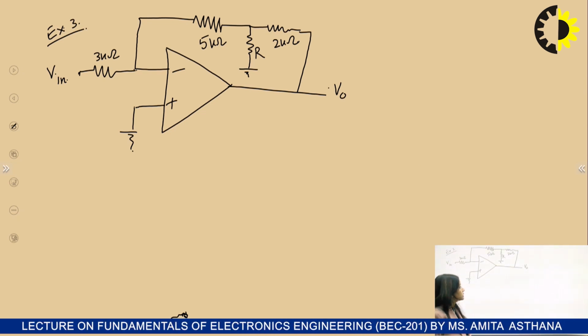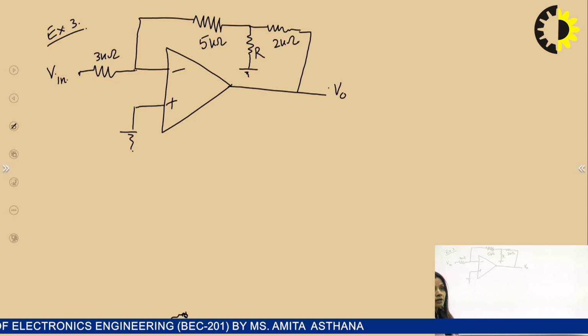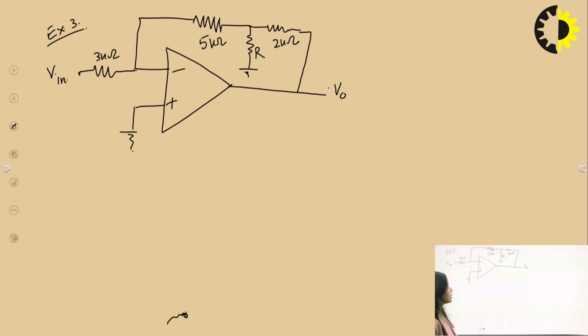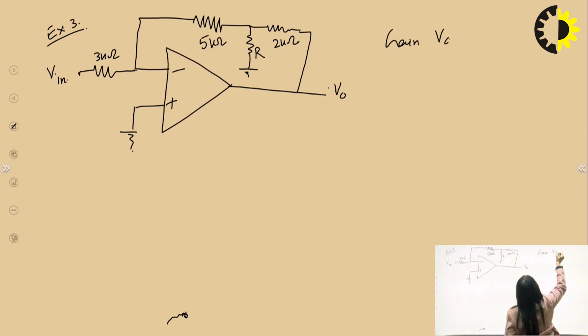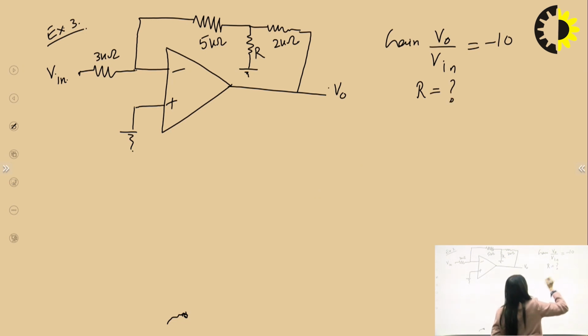This numerical says, find out the value of R if the output voltage upon input voltage, or the gain of the op-amp, is given to be -10. Okay. Here the gain VO upon Vin is given as -10, and the question is asking for the value of R, right? What is the value of R if the gain is given?